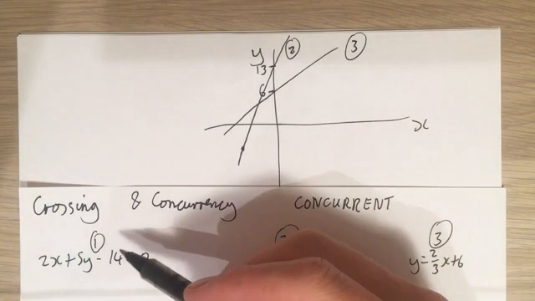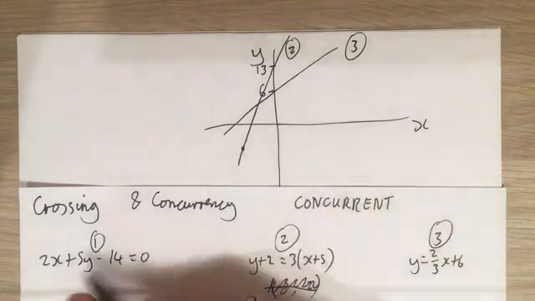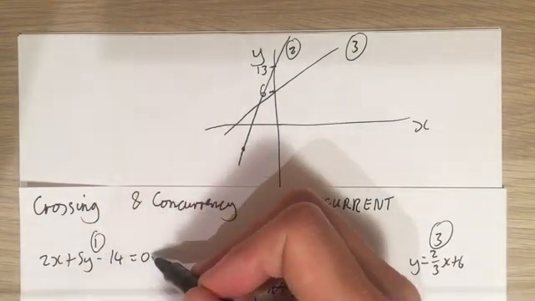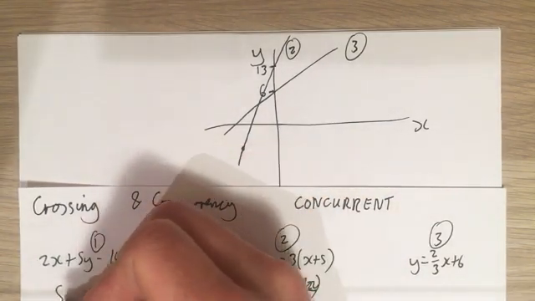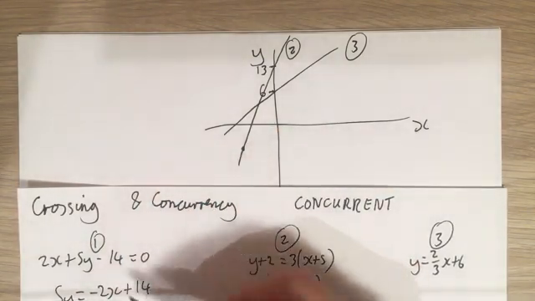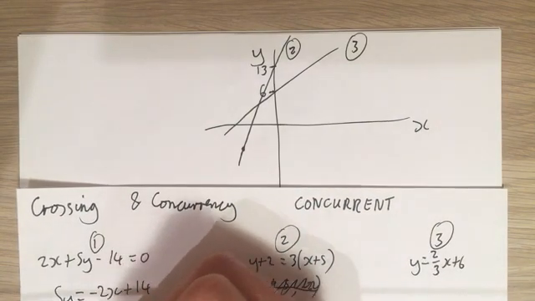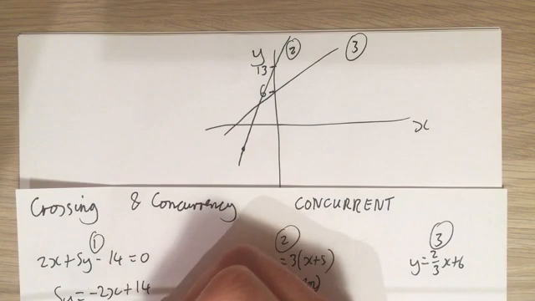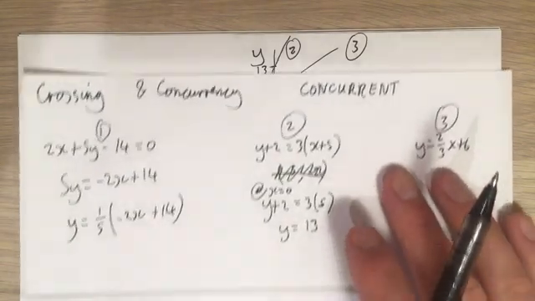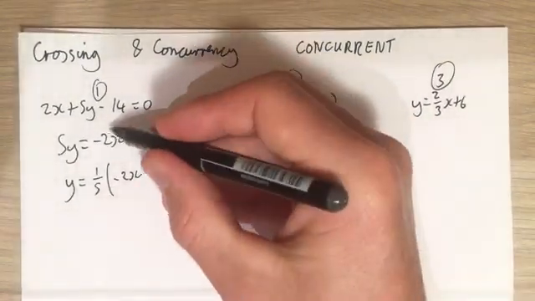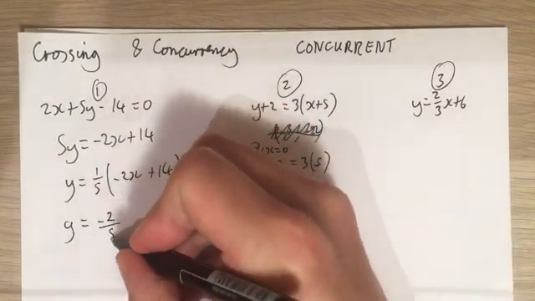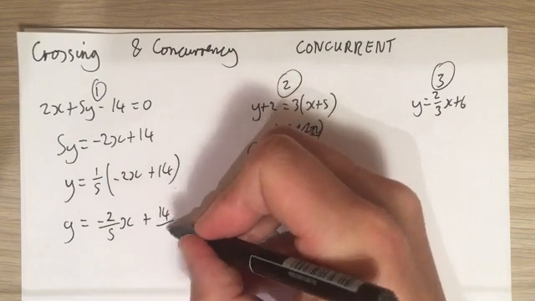Great. Sketching line number 1. Let's just mess around with it to make it look like y equals mx plus c, because that's the easiest way, really. So add 14 both sides, subtract 2x both sides, and I've got 5y equals minus 2x plus 14. Divide by 5 both sides, and it's important here to make sure you do it properly. So I'm dividing the whole thing by 5. So one way is to write it out like this to make it really obvious, because what's going to happen now is I need to divide that bit by 5 and that bit by 5. So I've got y equals minus 2 over 5x plus 14 over 5.